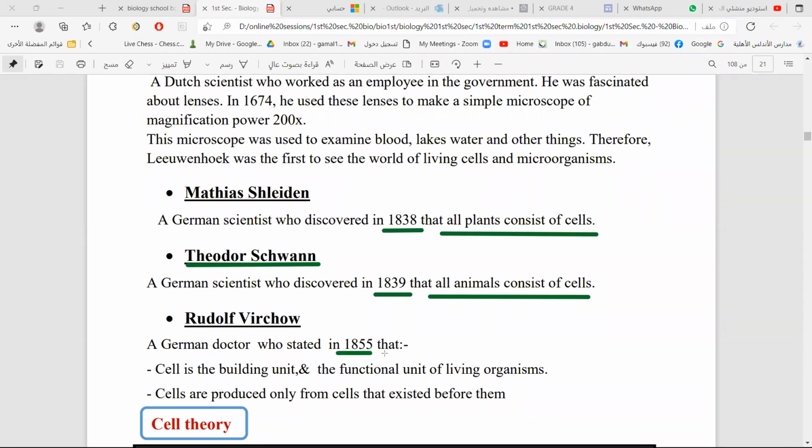Finally, Robert Virchow made the theory. He said that the cell is the building unit of living organisms and also the function unit of all living organisms, whether they are unicellular or multicellular organisms. And he said also that cells are produced only from cells which existed before. Any existing cell now comes from another cell that existed before, of course by division or by reproduction.